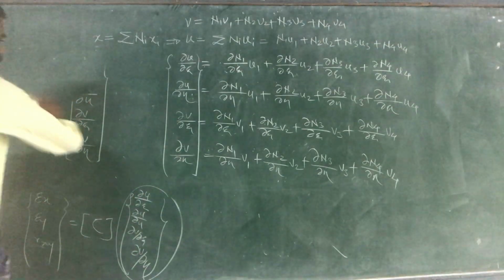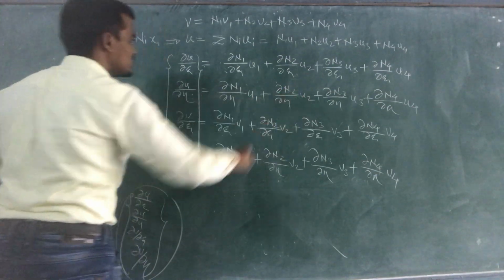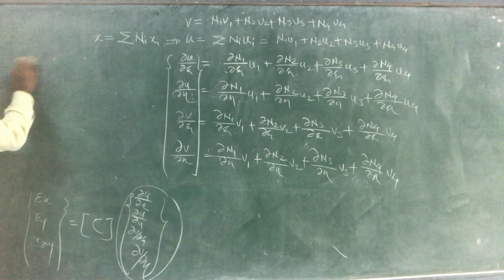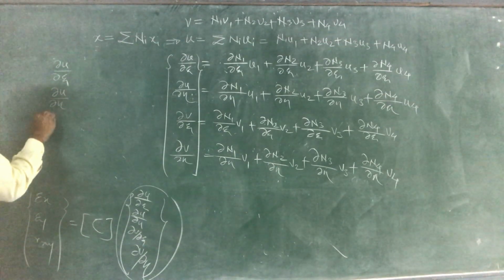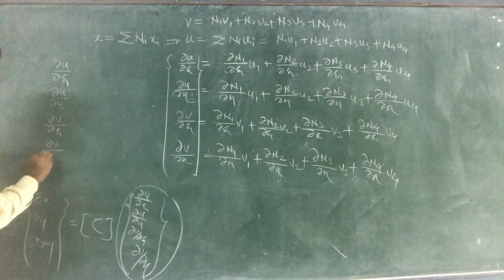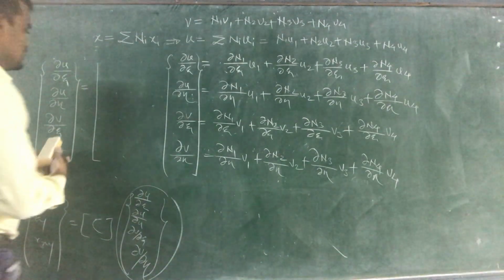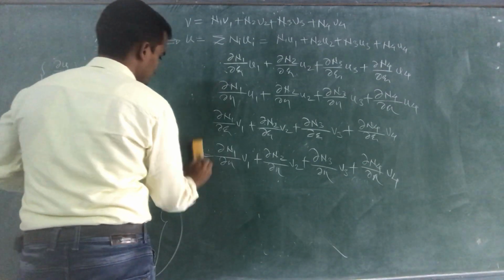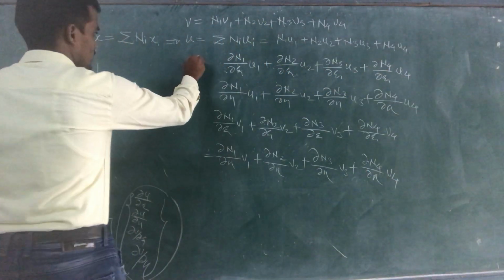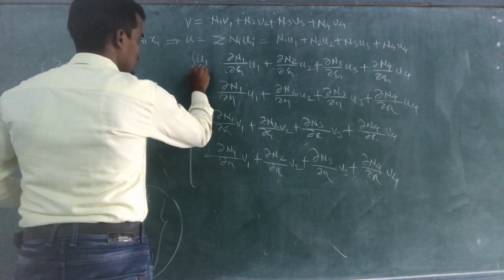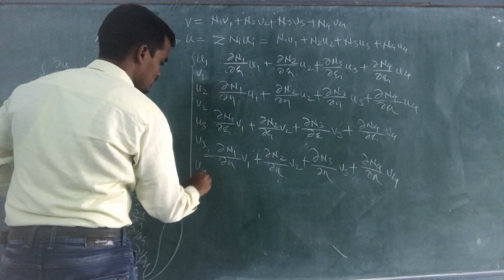Okay. So now how can these four equations be written in matrix form? These four terms, del u by del zeta, del u by del eta, del v by del zeta and del v by del eta, we need to write down in matrix form. Here we know that we need u1, u2, u3, u4. It means your vector should be like this: u1, v1, u2, v2, u3, v3 and u4, v4.